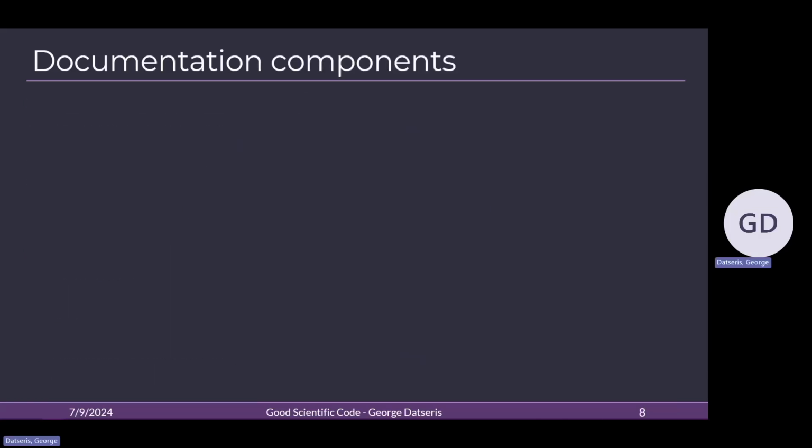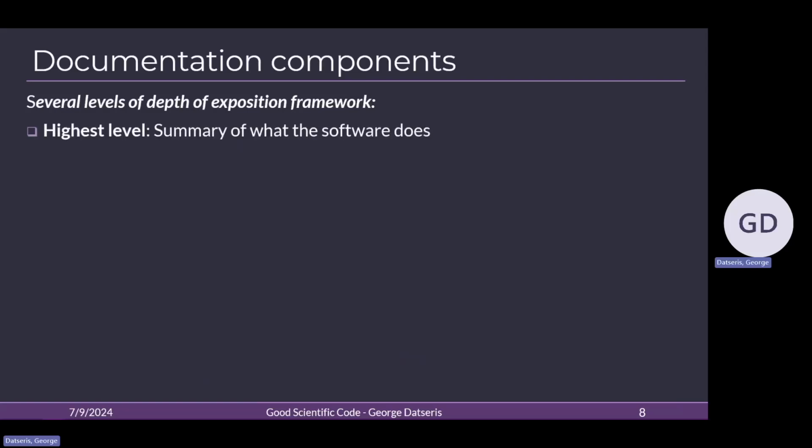So how do we approach creating a documentation for our software so that it is very good? The framework I like and what we will follow in this workshop is what I call several levels of depth of exposition. This means that the documentation is structured in such a way that you go down in depth or in specificity of your documentation. So the highest level in this depth is the summary of what the software does. Just a simple summary, nothing else.